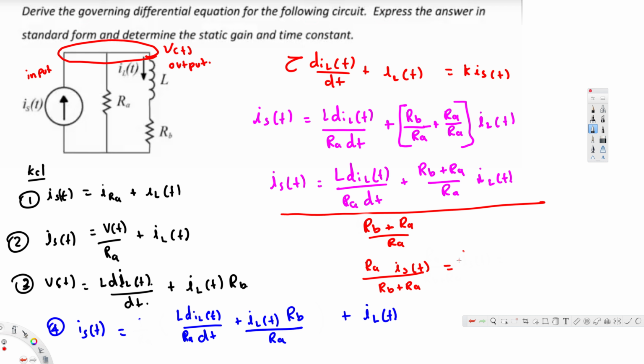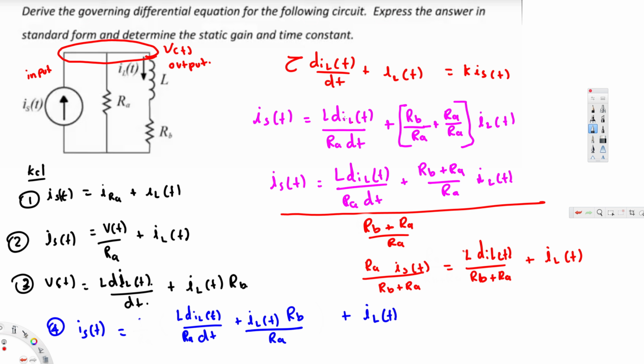So we will have this RB plus RA in the denominator, so we will have L dIL of t divided by RB plus RA, and this one cancels altogether, so we will just get plus IL of t. Now we have derived our standard form.